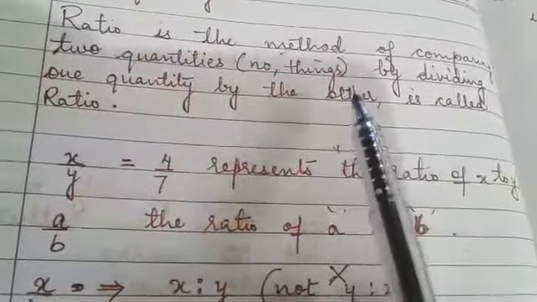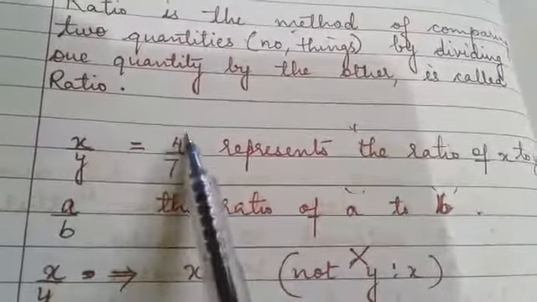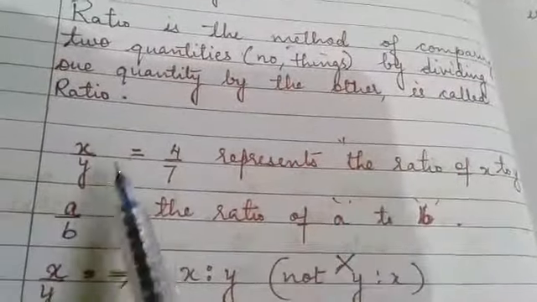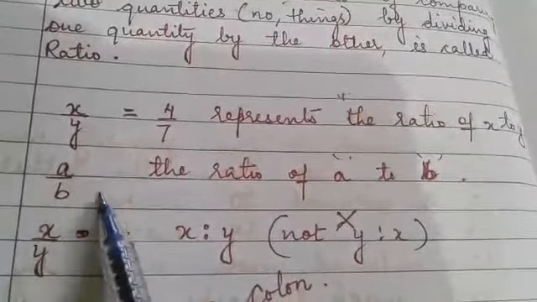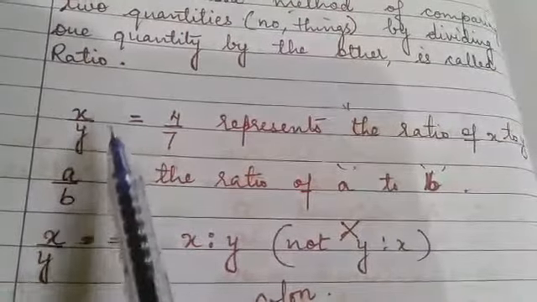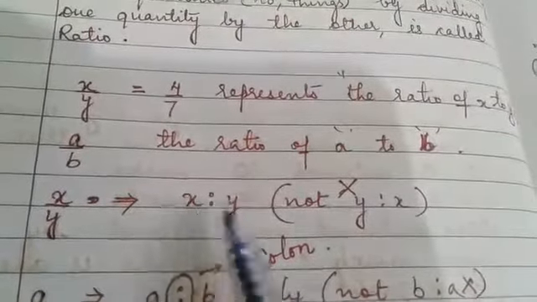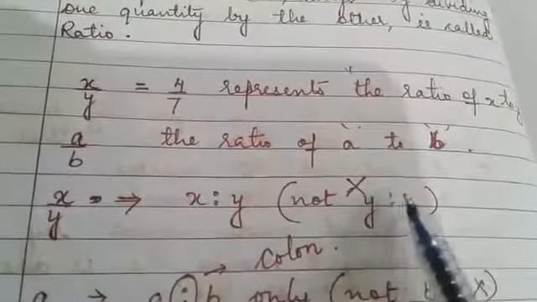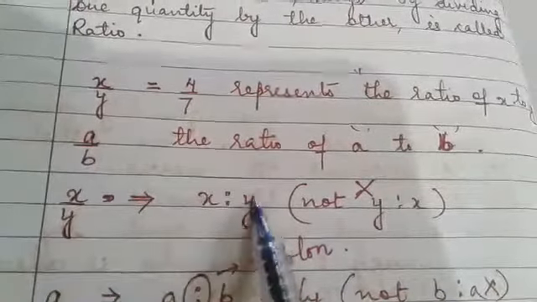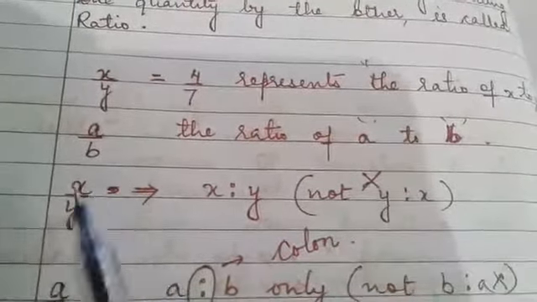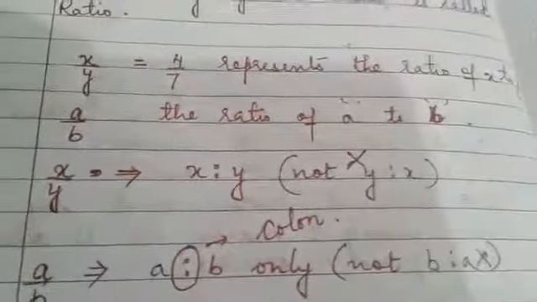And how do we compare them? By dividing. So here x by y is equal to 4 by 7. It represents the ratio of x is to y, that is 4 is to 7, or a is to b, x is to y. So x upon y can be written as x colon y. So x is to y, not y is to x. You can write only x is to y, not y is to x. That will be wrong. 1 by 2 is not equal to 2 by 1. Correct?